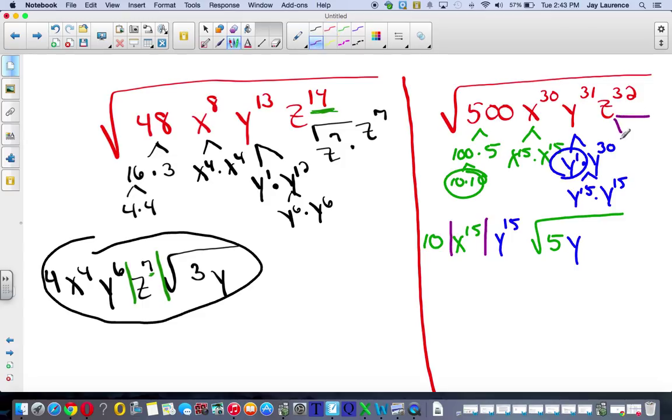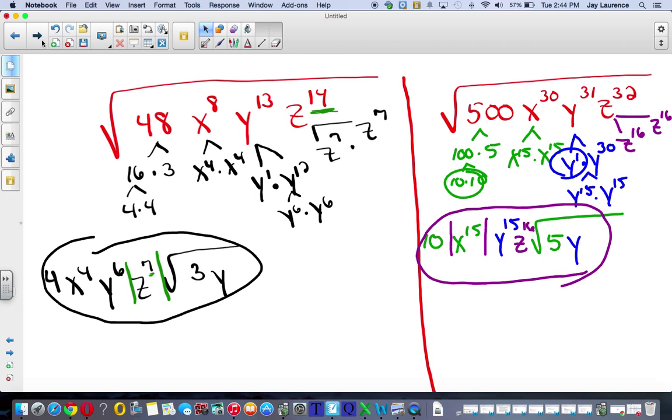All right, finally, let's see here. z to the 32nd is going to be z to the 16th and a z to the 16th. So there's going to be a z to the 16th out front. There won't be anything inside. And there is my answer.